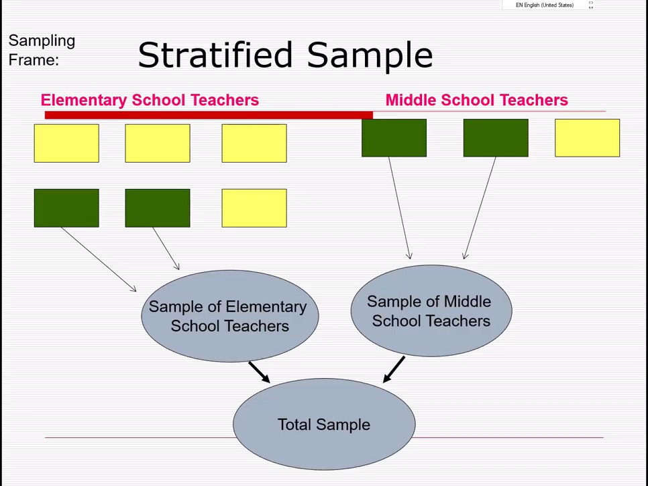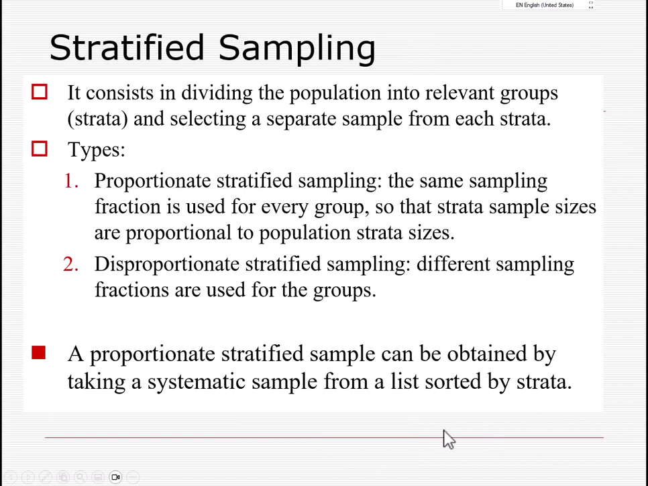It's important to have in your sampling frame information about the strata, or else you cannot do stratified sampling. So for proportional stratified sampling, you use the same proportions, same sampling ratio for every strata. So for example, if you were sampling 5% of the population, you will sample 5% for each strata.